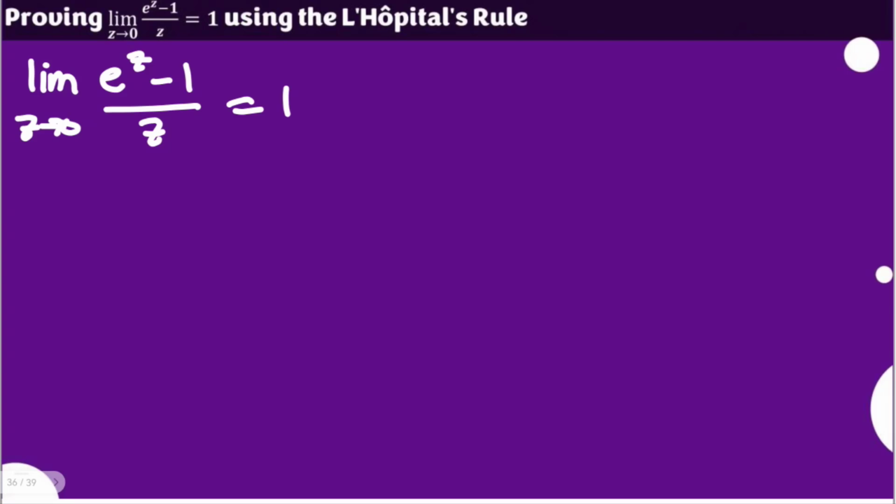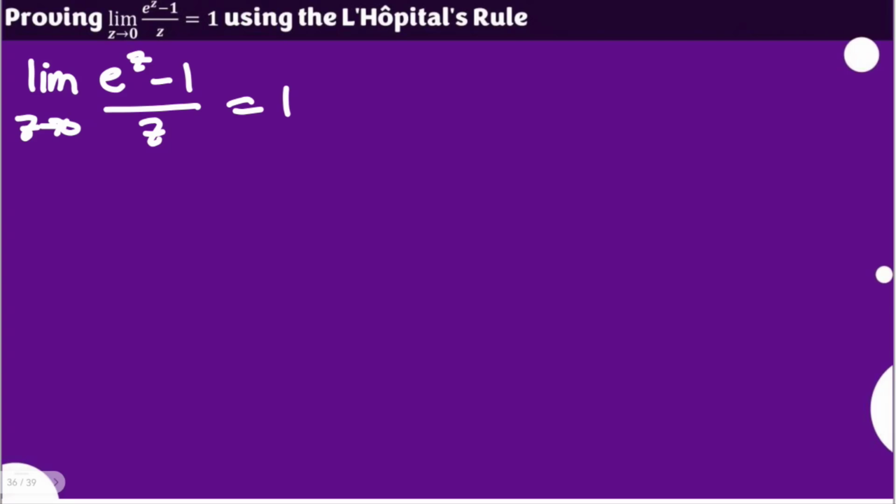Yes, L'Hopital's rule can be used as a proof to determine that this is really true. Now, in one of the videos in our calculus playlist, we were able to guarantee that this is true, again using x instead of z. But that is actually using values of x as it approaches 0. Since we are now on complex numbers, let's not use that. Let's use L'Hopital's rule to prove this further.